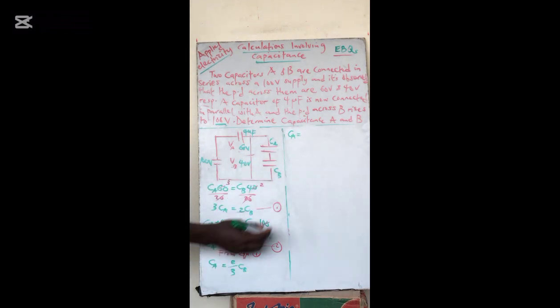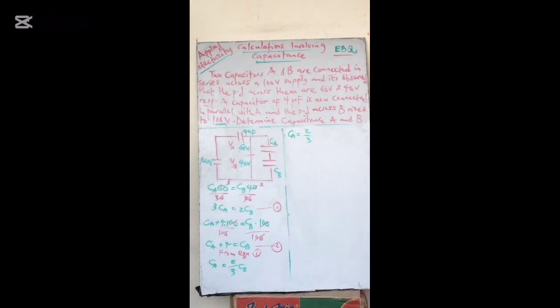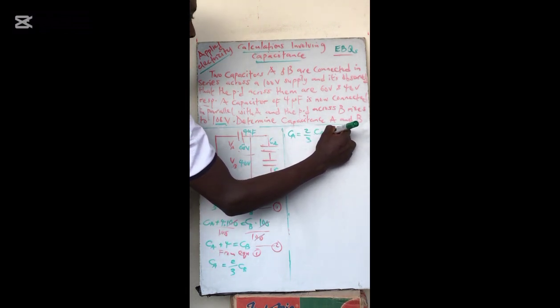CA equals 2 over 3 CB, and our CB now is what? CA plus 4.